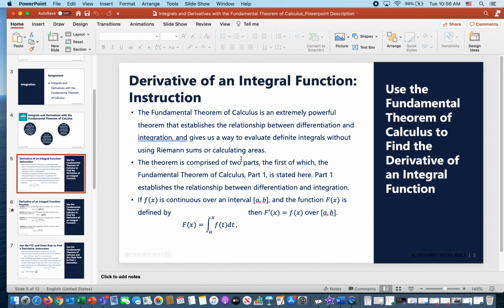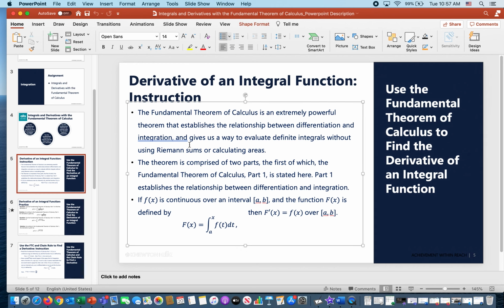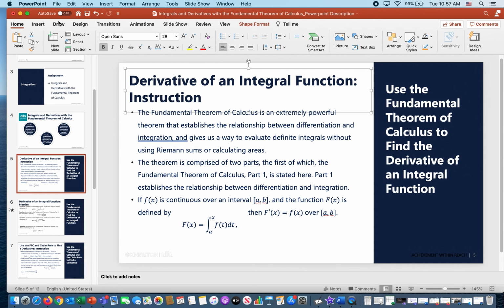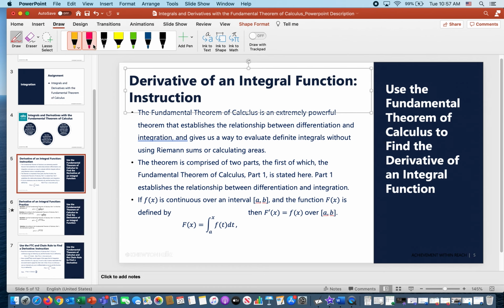So let's take a look at this slide and just kind of read through a couple of highlights here. If you take a look at this first piece right here, the fundamental theorem gives us a way to evaluate definite integrals without using Riemann sums or calculating areas. Okay, so that's really the focus of what we're doing.